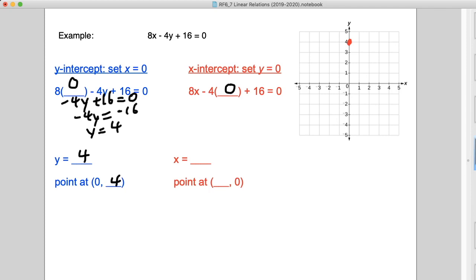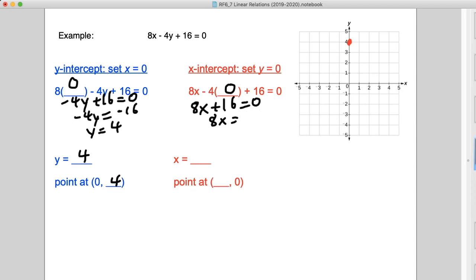When I simplify it a little bit, I'll have 8x plus 16 is equal to 0. I'm going to move the 16 to the other side. I'm going to subtract 16 from the left and the right side.